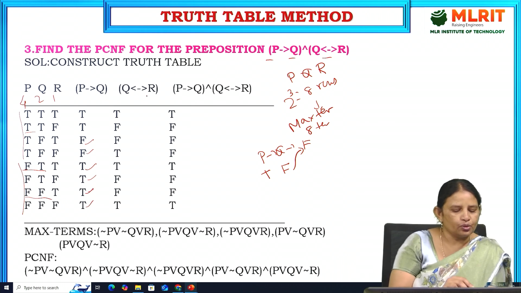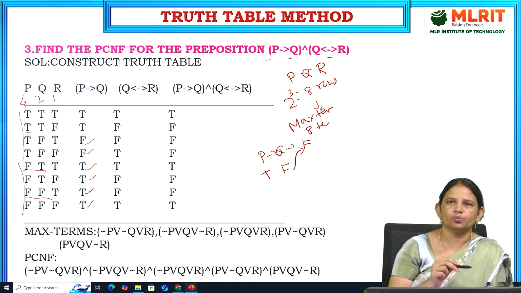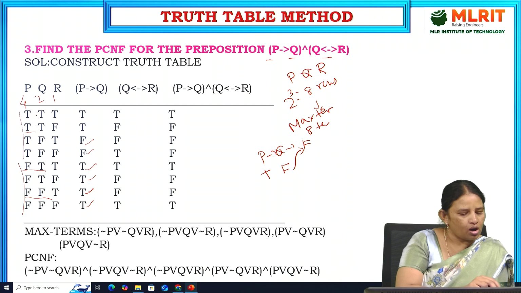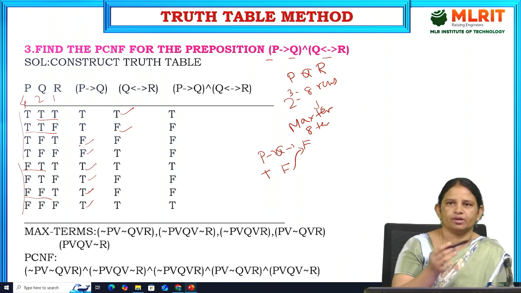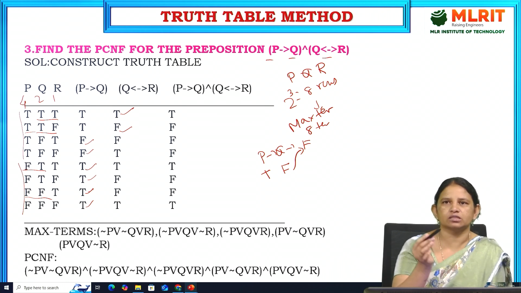Next, Q biconditional R returns true if both are true, and if both are false also, it returns true. For the remaining cases, it returns false. So for Q, R: true, true is true. Then true, false returns false. Only when both are the same, either true or false, does it return the true value. For the remaining cases, it returns false only.